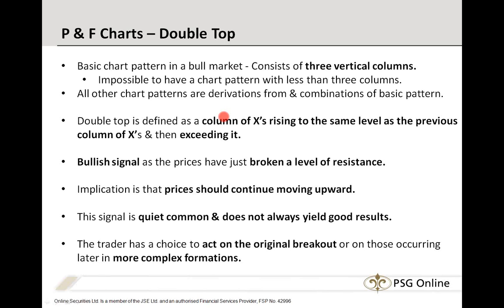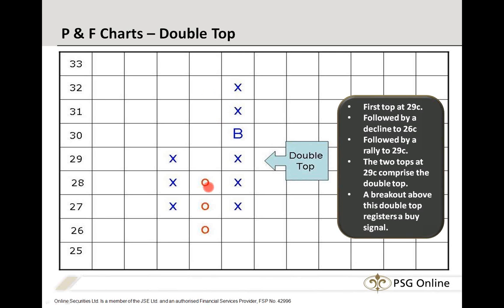So obviously all these examples have practical examples behind them. In this situation, we have our first top at 29, so obviously we have rising prices. Then we have a decline down to 26 cents, and then another rally, back to 29. So that's our double top, if you guys can see that. And the minute we break up above that, that's where we've got our buy signal.